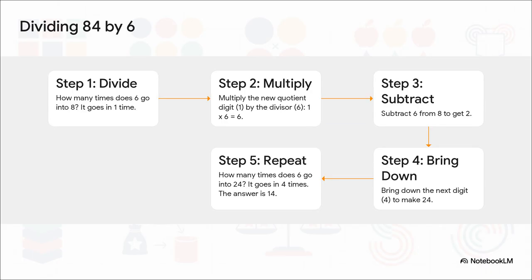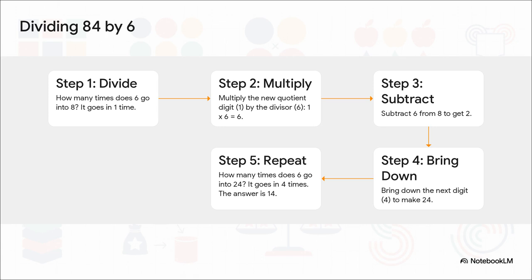Now for long division. Let's do 84 divided by 6. First, we ask, how many times can 6 go into the first digit 8? Just once, right? So we write a 1 up top. Then we do a little cycle. Multiply 1 times 6 to get 6. Subtract 8 minus 6 to get 2. And bring down the next number, which is 4.